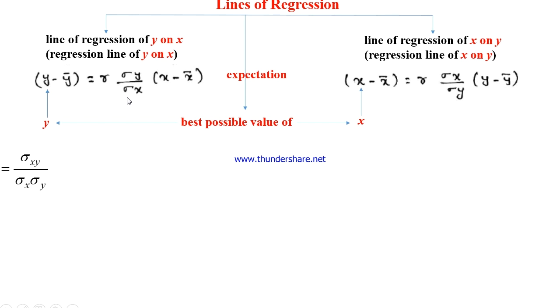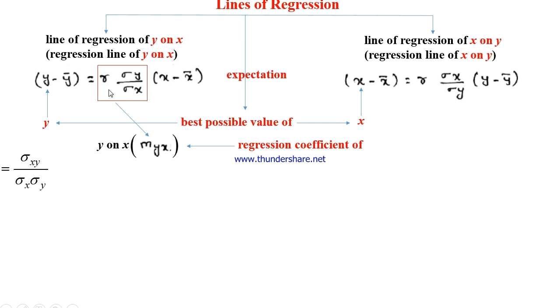Have a look at this expression in my first equation. It is called the regression coefficient of y on x, and let me denote it as myx. That is, myx is equal to r sigma y by sigma x, and is called the regression coefficient of y on x. In the same lines, this expression is called the regression coefficient of x on y, and we denote this as mxy.